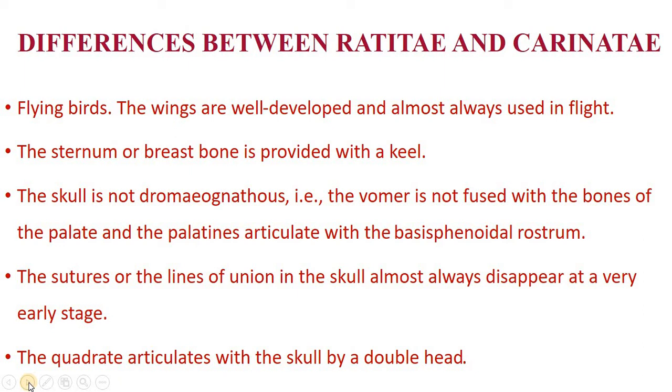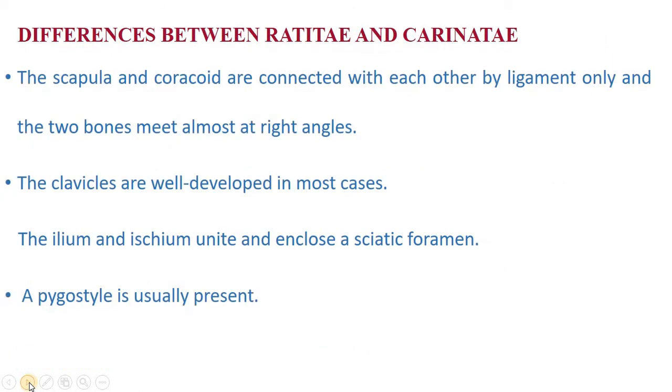Bones are pneumatic. All these characteristics are there in the Carinatae, while the bones are not pneumatic in the Ratitae. The bones are not air-filled in the Ratitae. That is the difference between the Ratitae and the Carinatae. And further, the quadrate articulates with the skull by a double head. Further, the scapula and coracoid are connected with each other by ligament only, and the two small bones meet almost at right angles. So this is another characteristic of the Ratitae.